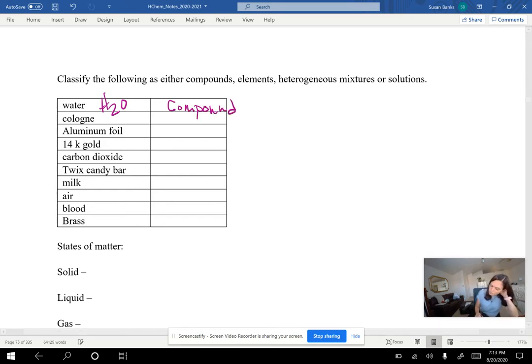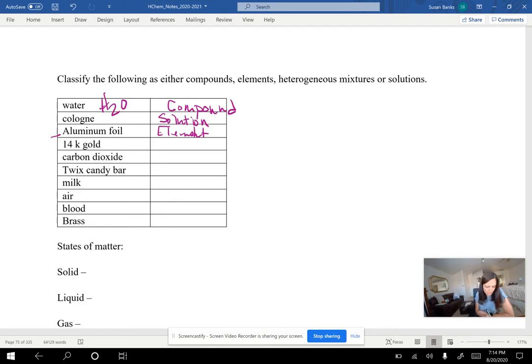Okay, cologne or perfume. We know that that's a mixture, but that mixture is uniform. So it's uniform, it's a solution or a homogeneous mixture. Aluminum foil. What's aluminum foil made out of? Just aluminum. Aluminum is an element. So aluminum foil is an element.